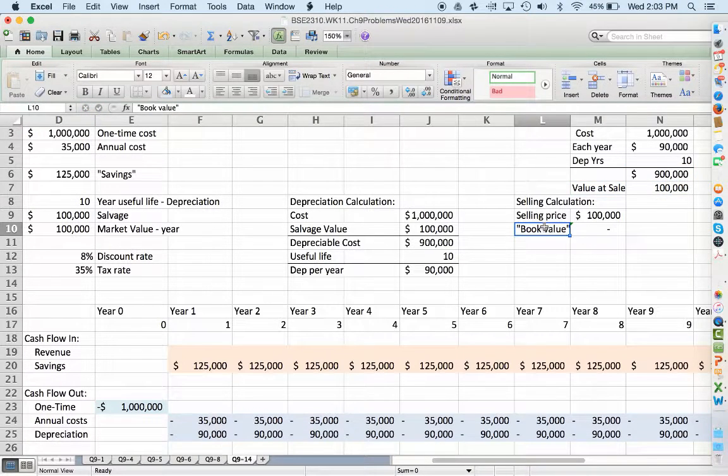Okay. If I was selling this in year 8, and maybe this is a nice comparison to see why this is important. If I was selling this in year 8, I would have only depreciated $720,000. So I bought it for $1 million. At that point in year 8, I've depreciated $720,000. So its book value would be $280. So each year, the value of the lathe decreases by $90,000. So after 10 years, its book value is 100.